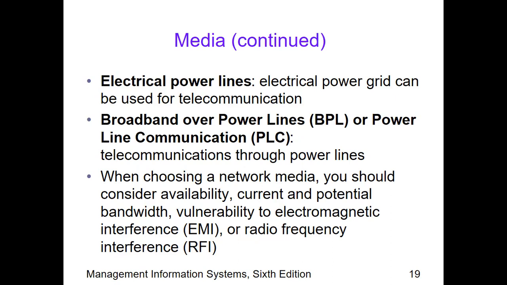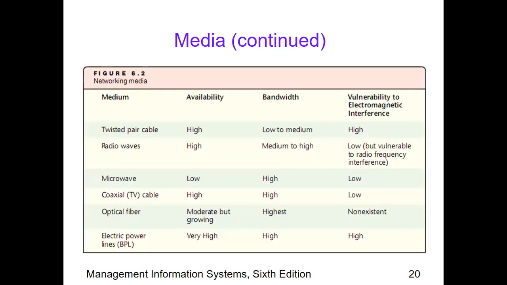When choosing a network media, we have to take note of availability, current and potential bandwidth, so the speed of transmission of data or information from one point to another, and vulnerability to electromagnetic interference and/or radio frequency interference. So here are our media for networking and availability. We can see that for microwave, availability is low, but the bandwidth is high and the vulnerability is low. And normally if availability is low, we expect that the cost would be high, which is not seen here.